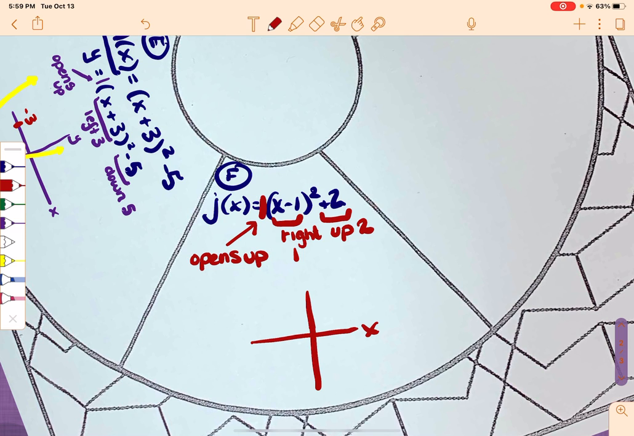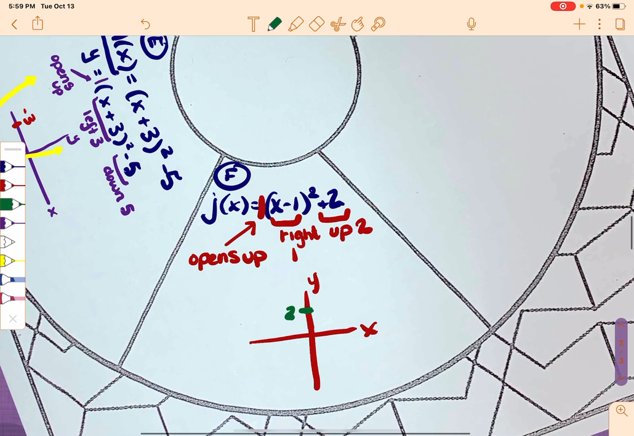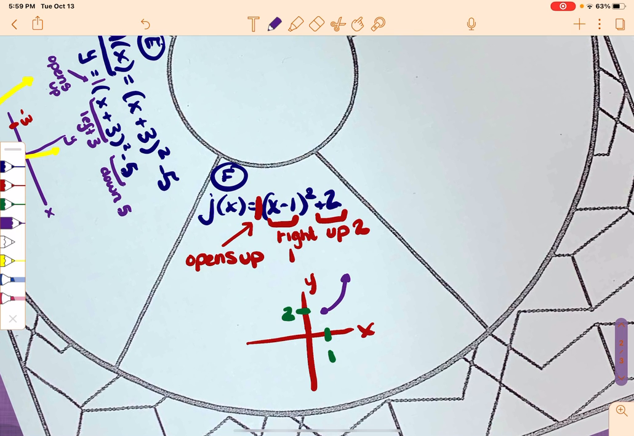So here is my x and y axis. Goes up 2, so that would be a positive 2. Over 1, that would be a positive 1. So there's where my vertex point's going to be. If it opens up, it goes there.